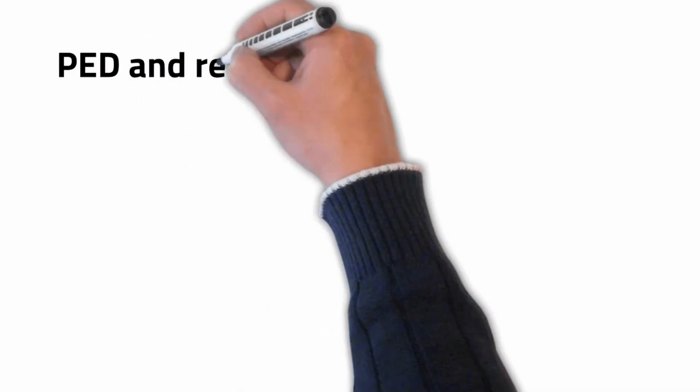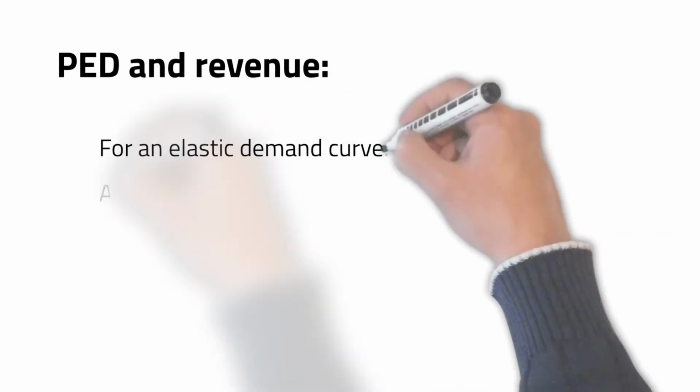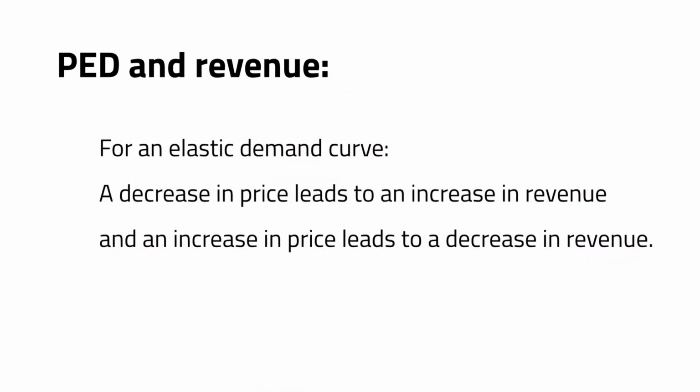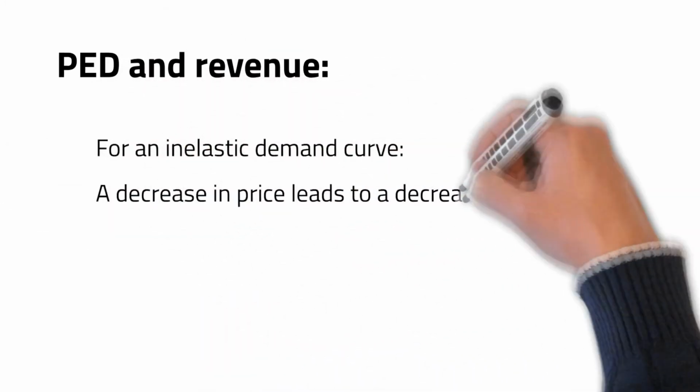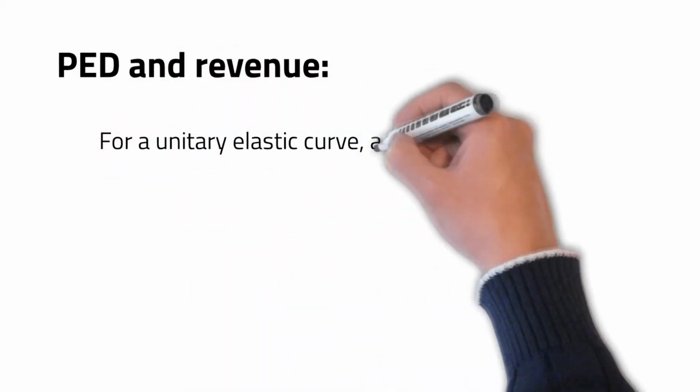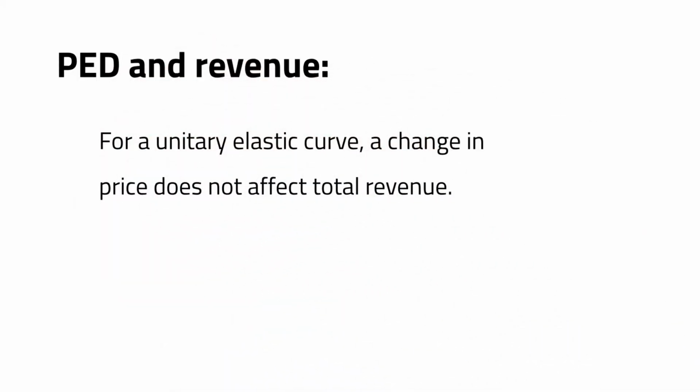Now we need to look at PED and revenue. Firstly, for an elastic demand curve, a decrease in price leads to an increase in revenue and an increase in price leads to a decrease in revenue. Next, for an inelastic demand curve, a decrease in price leads to a decrease in revenue and an increase in price leads to an increase in revenue. Finally, for a unitary elastic curve, a change in price does not affect total revenue.